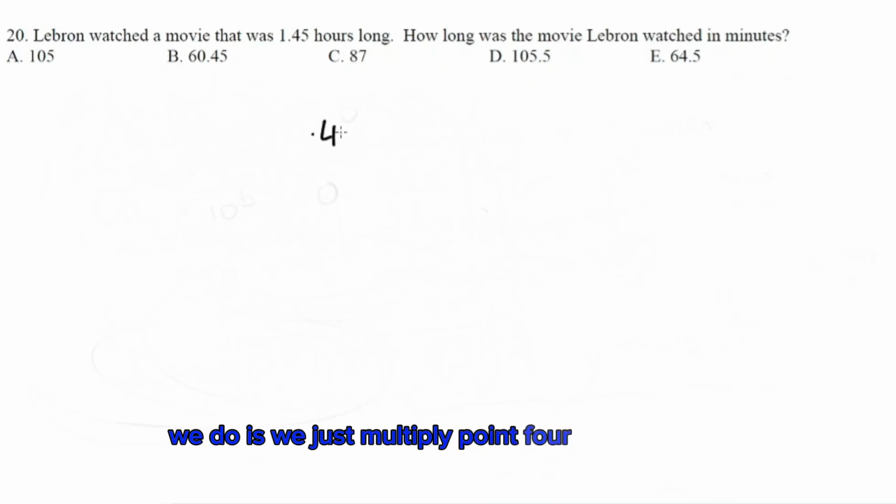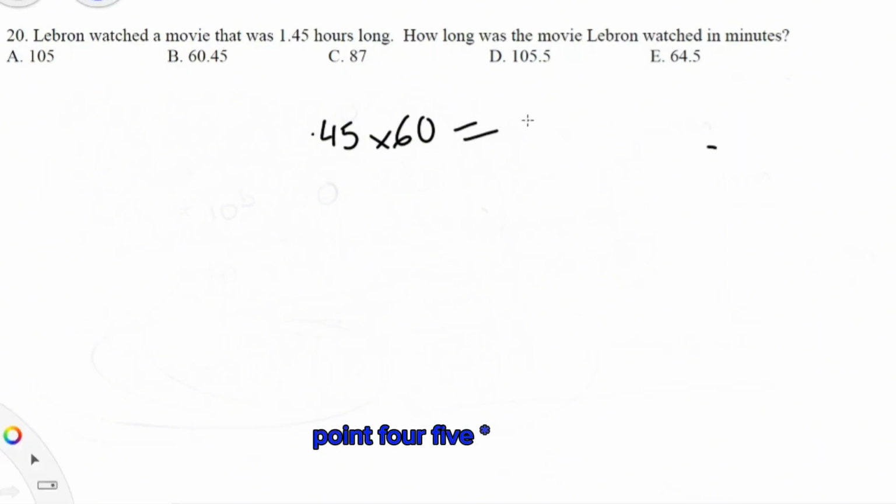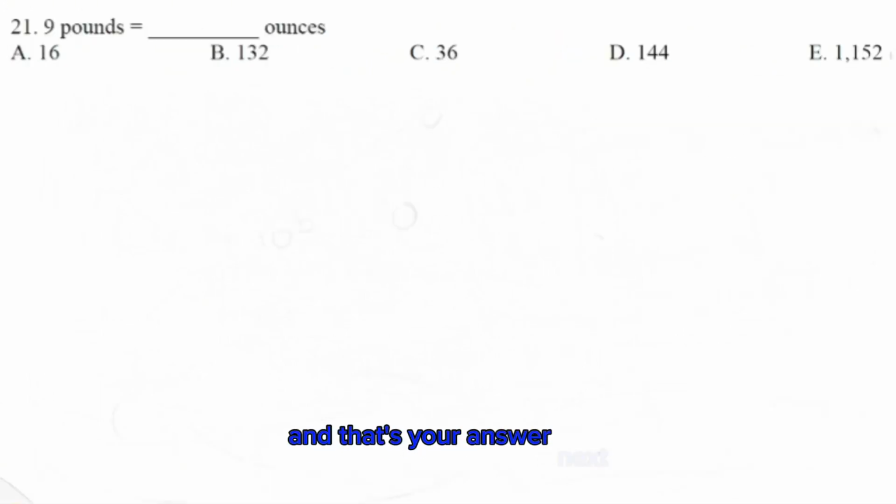What we would do is we would just multiply 0.45 times 60, and then we would get our answer. So in this case, 0.45 times 60 equals 27. So now we would just add 27 plus 60, which is 87. And that's your answer. Next, 9 pounds is equal to how many ounces?